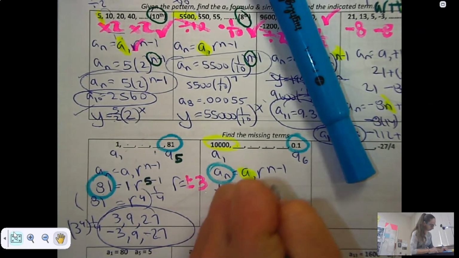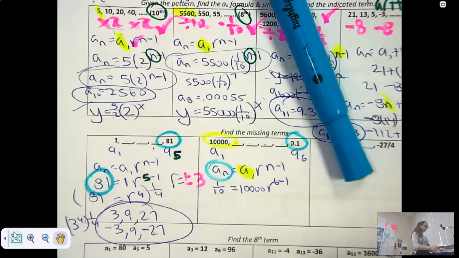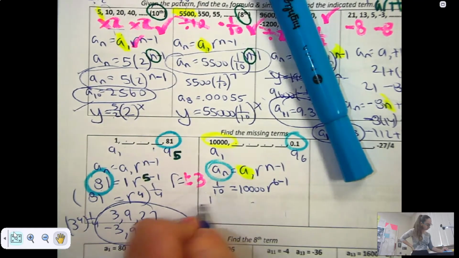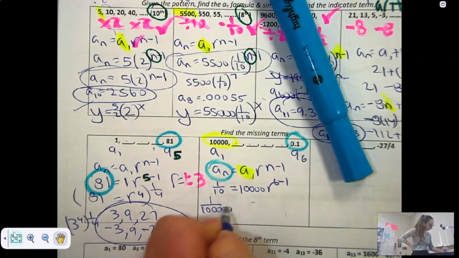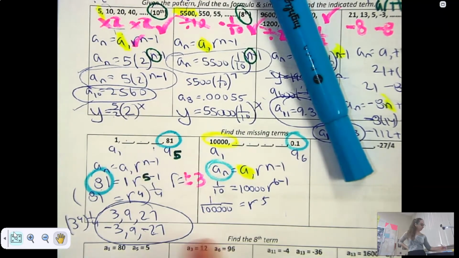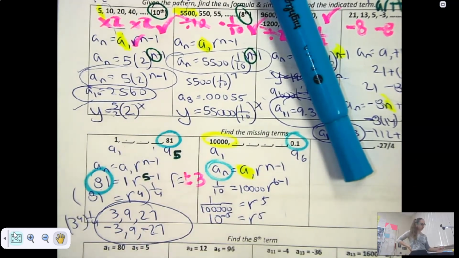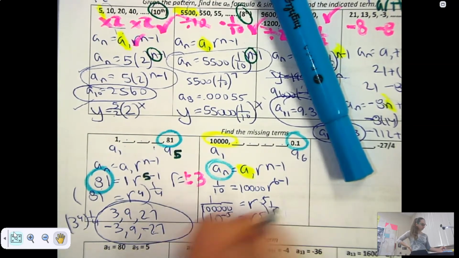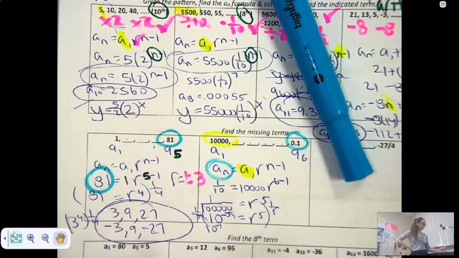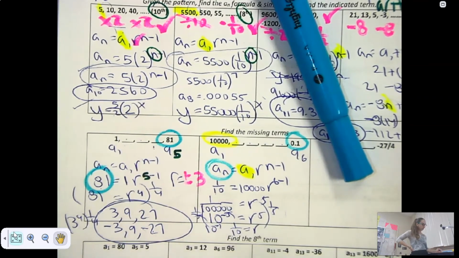1, 1, 2, 3 times r to the 6 minus 1. 1/10 divided by that is actually 1 over 1, 2, 3, 4, 5. If you don't know that, you are using your calculator and getting that. Well, I know this is really 10 to the negative 5th equals r to the 5th. Take it to the 1/5 power. If I take r to the 5th to the 1/5, that's gone. And 10 to the negative 1 is 1/10. That is my ratio. It's to an odd power. So since it's to an odd power, I'm not going to have a plus or minus.